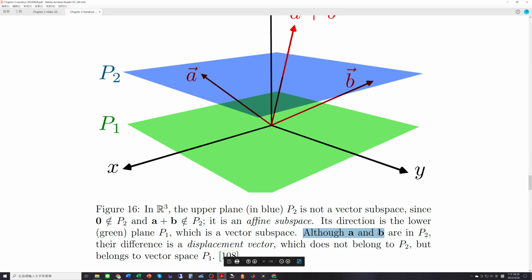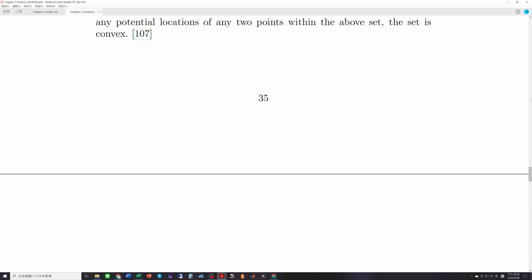Although vector A and vector B are in P2, their difference is a displacement vector. Here, for example, vector A minus vector B is this vector. This vector is in P1, but not in P2, which does not belong to P2, but belongs to the vector space P1. Okay, let us go back to the affine space.